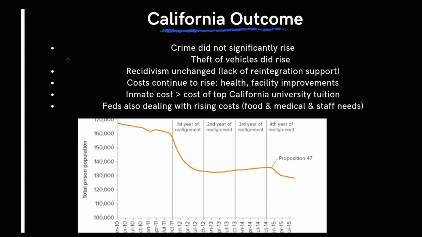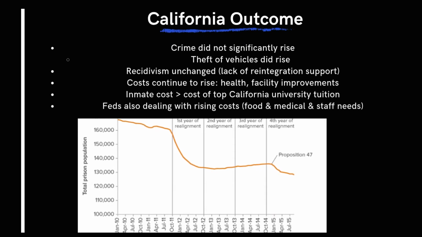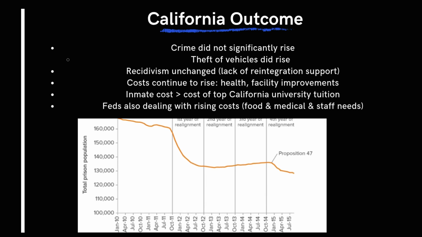By reducing the number of people incarcerated, there was also a fear that crime would rise. But it didn't for the most part. The only crime that did increase was a property offense, which was attributed to an increase in theft of vehicles. And perhaps unsurprisingly, recidivism rates were also unchanged. Since the focus was purely on getting people out of state prison, but not helping them reintegrate or lead more lawful lives, it makes sense that the recidivism rates would also be the same.